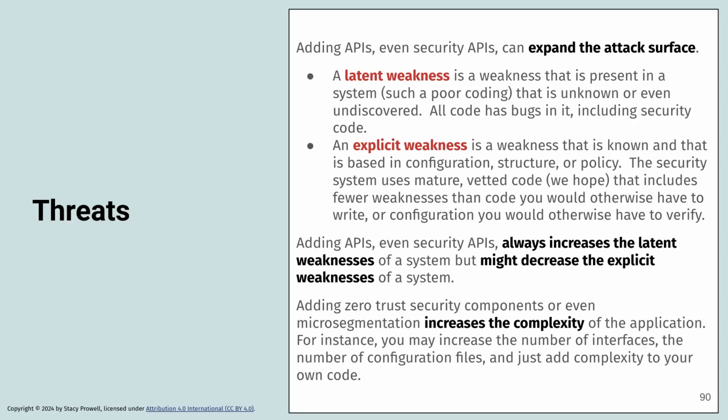Adding zero trust components, or even microsegmentation, also increases the complexity of the application, right? Now, I've got more stuff going on. Just like if I segment my database, I put the user information over here, the credit card information over here, the health information over here. A simple query, I may have to query all 3 of these. It's way more complicated than if I just put them all in a single database, right? I've increased the complexity, but I've done this so I can reduce my exposure. I can manage my attack surface. I can hopefully reduce the explicit weaknesses that are in my system.